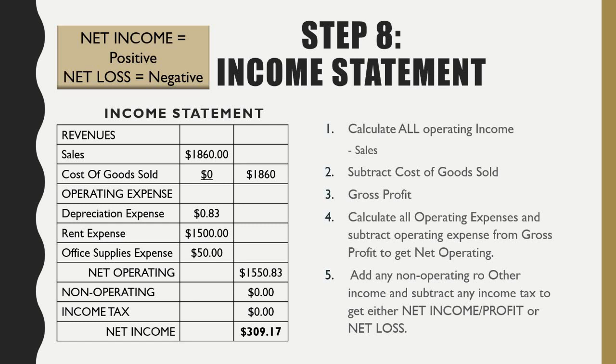And then once you do that, then you'll get a number at the very bottom. If it's positive, you made a net profit. If it's negative, you had a loss, okay? Meaning your expenses exceeded your revenues, so that's your net loss. But if you had a profit, then your revenues exceeded your expenses. So you always want to look for a positive number in most cases, okay?